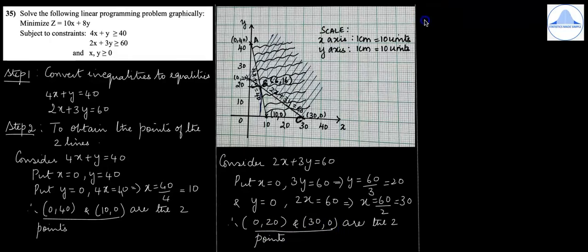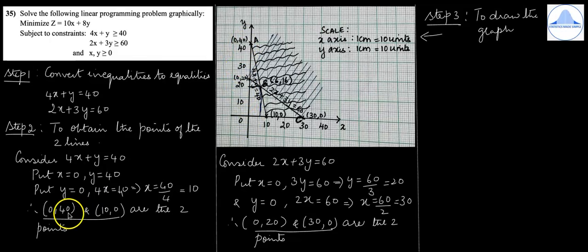Now step 3 is to draw the graph. I have already drawn the graph, so that is drawn over here. Now let me explain how to draw the graph. You have to mark the points (0, 40), (10, 0) for the first line and (0, 20) and (30, 0) for the second line. On the x-axis you can take 0, 10, 20, 30, 40, and similarly on the y-axis you can take 0, 10, 20, 30 and 40.